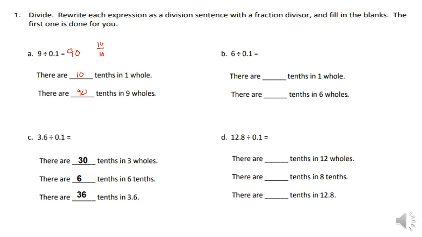In B here, once again, we know there's 10 tenths in one whole. So there would be 6 times as many in 6 wholes. So that'd be 60 tenths.